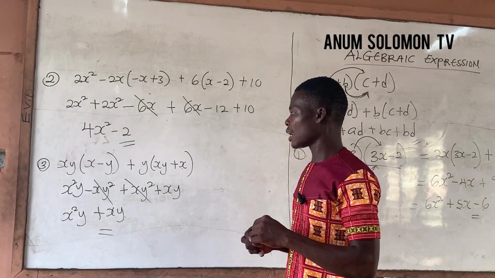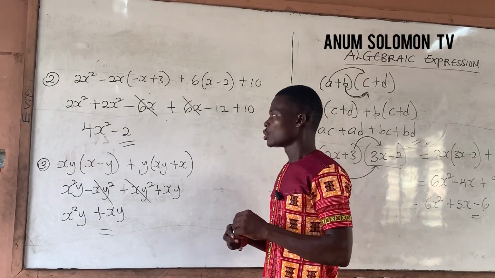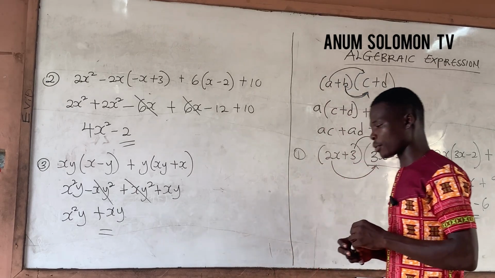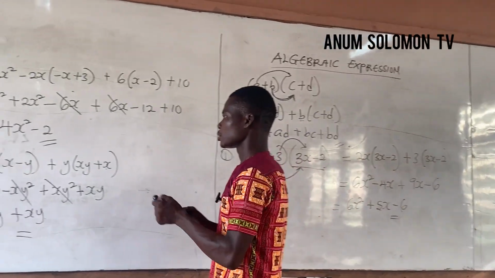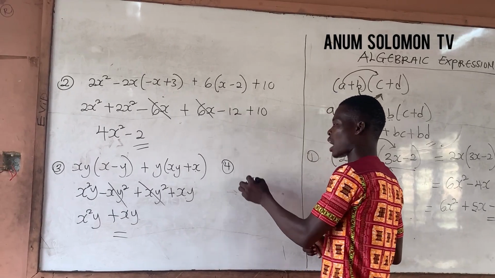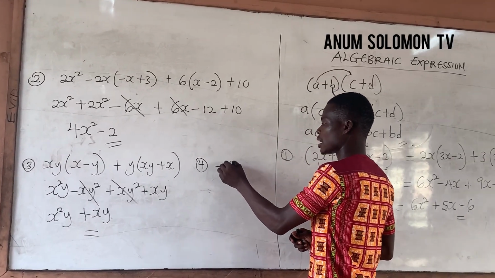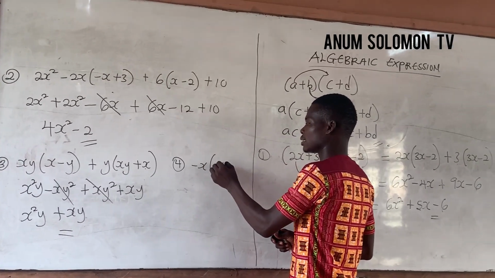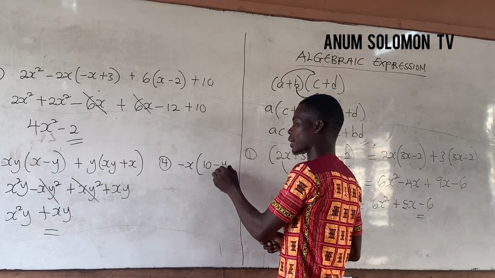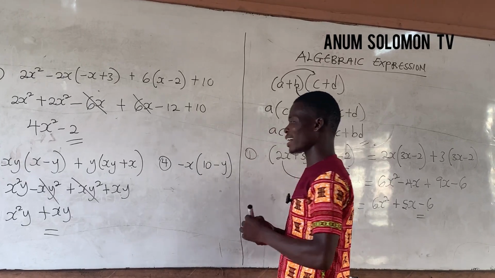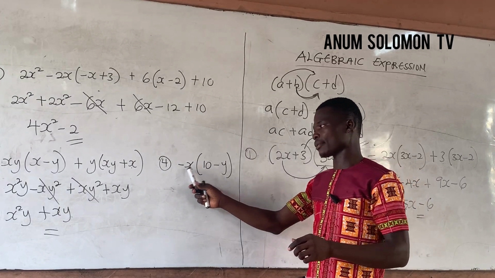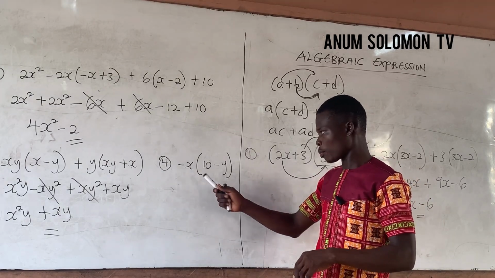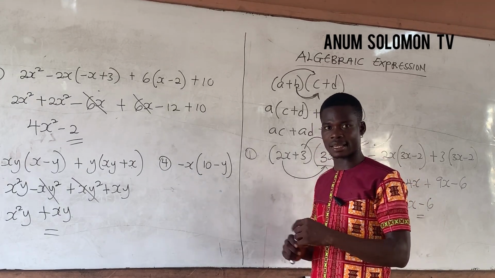So the last example will be example 4. So in example 4, suppose we have negative x, bracket 10 minus y. So we have to expand this bracket. We have to consider the term outside, that's negative x, to multiply each of the terms inside the bracket.